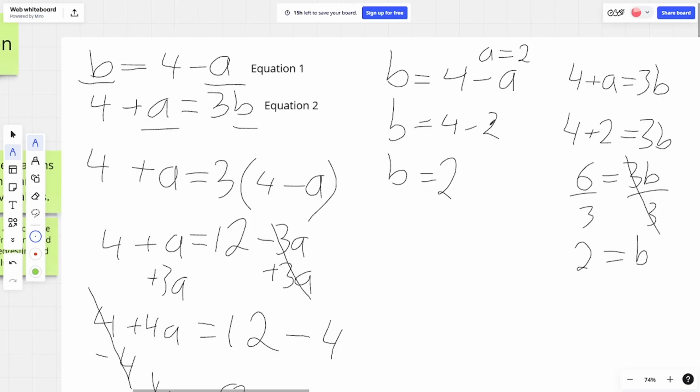As you can see, if we plugged in a is equal to 2 on our first equation, b is equal to 2. And if we plug in a is equal to 2 in our second equation, b is still equal to 2.